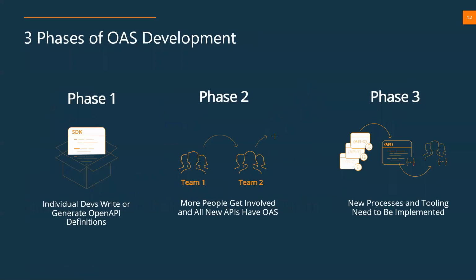Phase one will be having those individual developers or designers creating the OpenAPI definitions. So this will be quite an individual process. They'd be working by themselves, creating their APIs or creating that API design, and then generating the definitions from that.